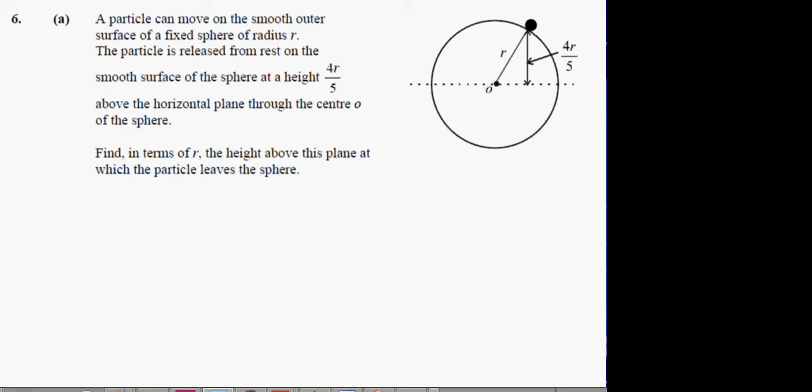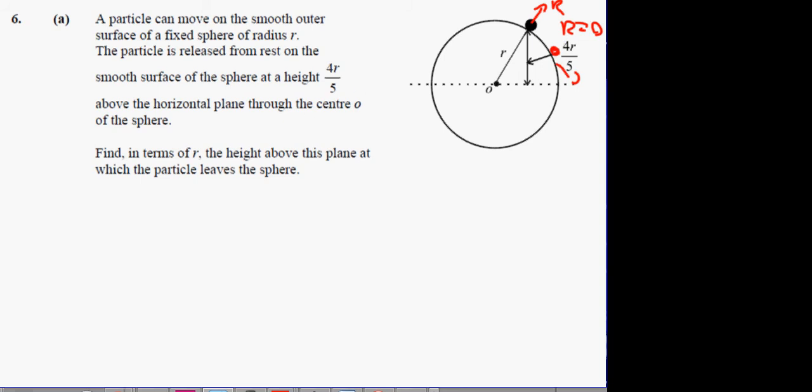So what's going to happen is, eventually it's going to move out here. Now currently it's being supported by the reaction force between the particle and the surface. At the moment it leaves the surface, R equals 0. It's the first thing you've got to remember.